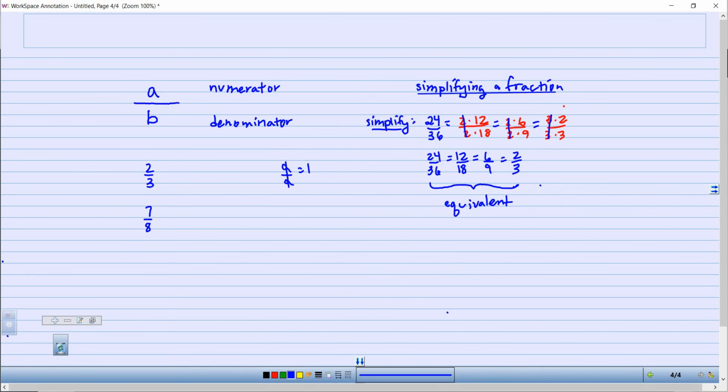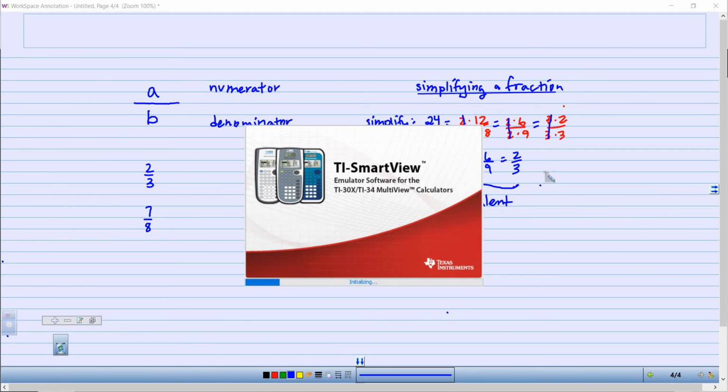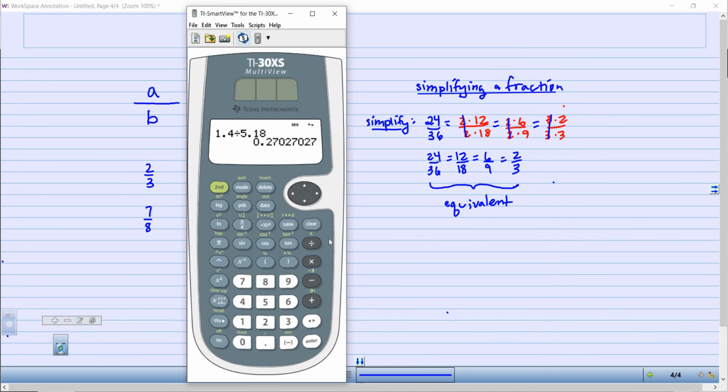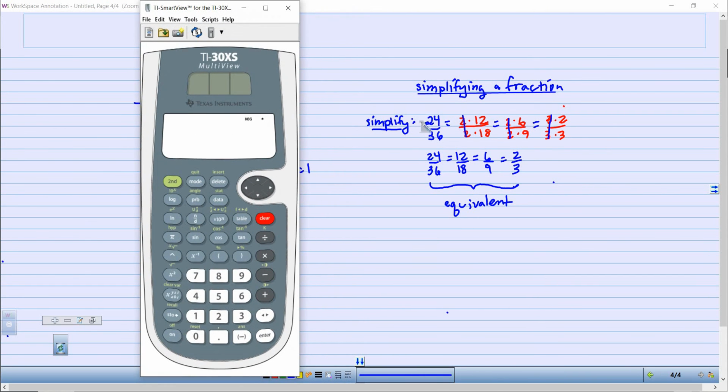Let me real quick pull up a calculator. Not that I really want you using a calculator for what we're doing right now, but I just want to show you a quick, easy way to prove that they are equivalent. Let me clear this out. I'm going to take that first number, 24, the numerator, and divide it by the denominator. I get 24 divided by 36. And what do I get? I get 0.6666, which actually repeats forever.